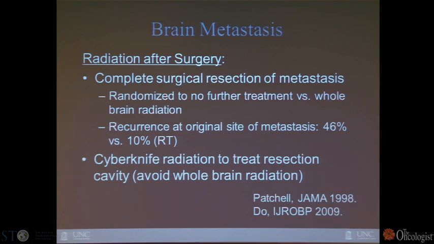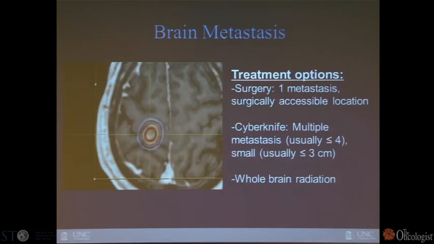There's also treatment with radiation therapy, or a radiosurgical approach, after surgery. This is something that is still being evaluated. We know that patients who get whole brain radiation after surgical resection of an oligometastatic disease have fewer recurrences in the whole brain. There's also the issue of CyberKnife radiation to treat the resection cavity and avoiding whole brain radiation entirely. And some of these are in areas of active investigation to decide what is the best therapy in these situations.